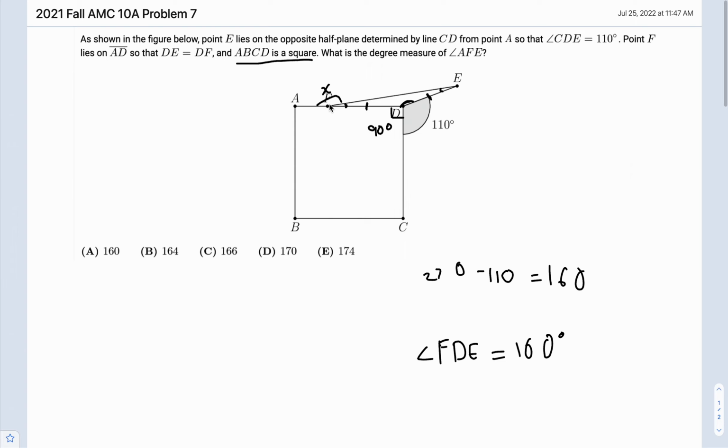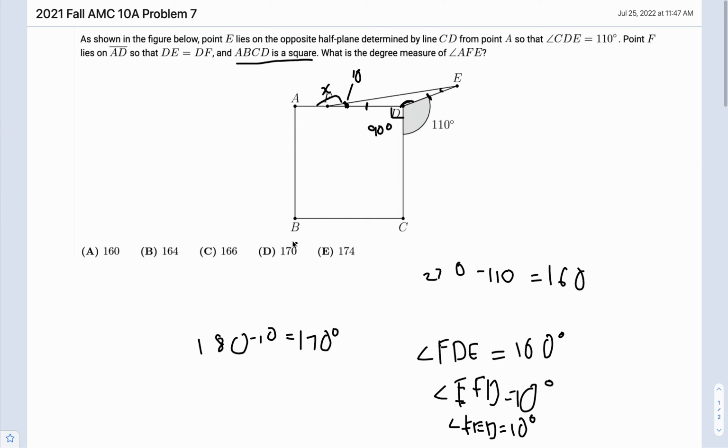so we know each is 10, and this is just 180, so 180 degrees minus 10, and just to be clear, this right here is 10, angle EFD is 10, as well as angle FED. So here's your answer. 180 minus 10 is 170 degrees. Our answer is D. Have a nice day.